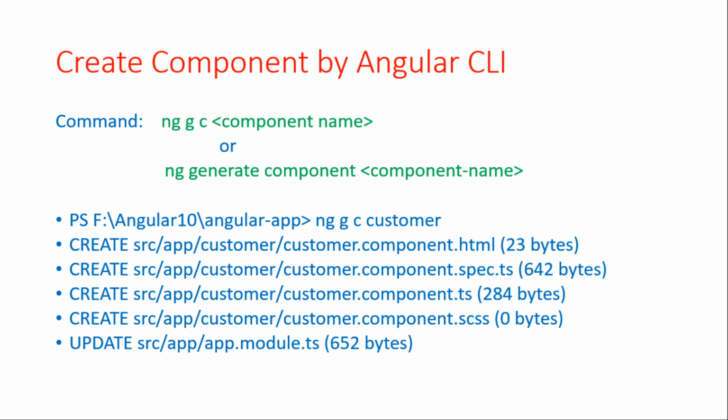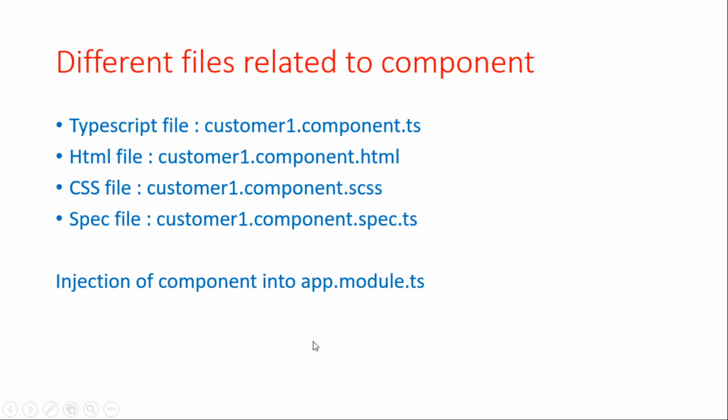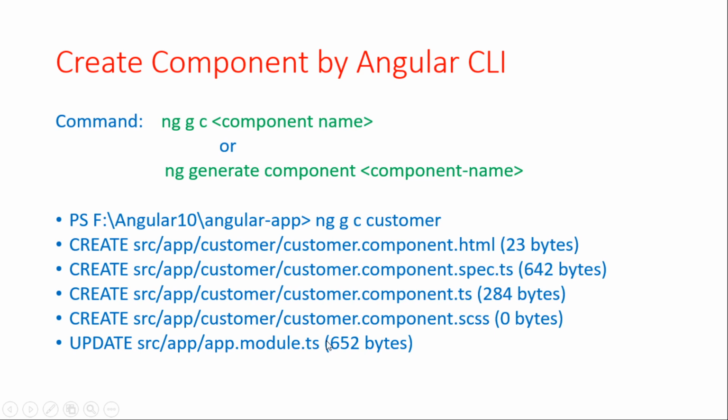And this one, customer.component.scss, is a CSS file. SCSS is a preprocessor. And the last step is that we need to update the app module. We need to inject the dependency of this component into the app.module.ts. If we are using a feature module, then we can inject that newly created component into that feature module's declaration section. So we will see this command in our code as well.